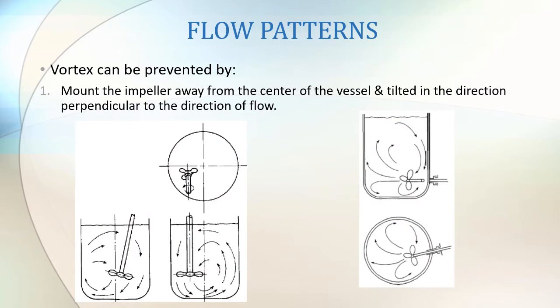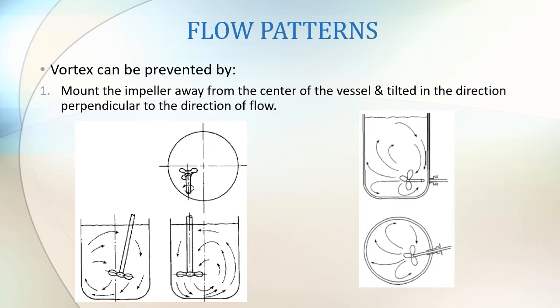So, the formation of a vortex can be prevented in a few different ways. The first one is we can mount the impeller away from the center of the vessel, or the impeller is tilted in a direction perpendicular to the direction of the flow.